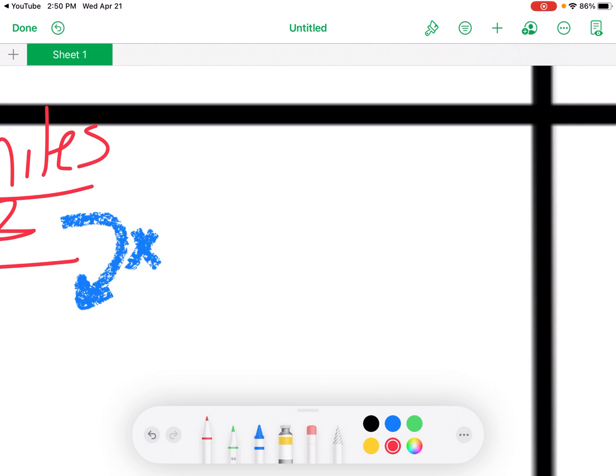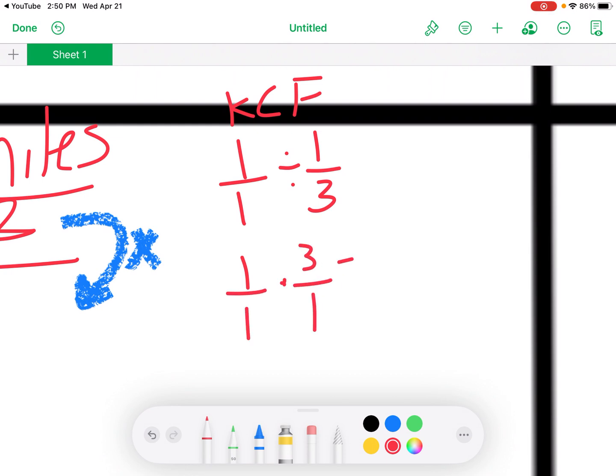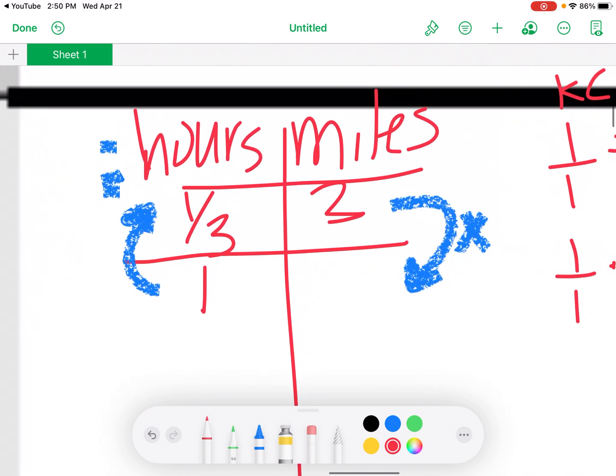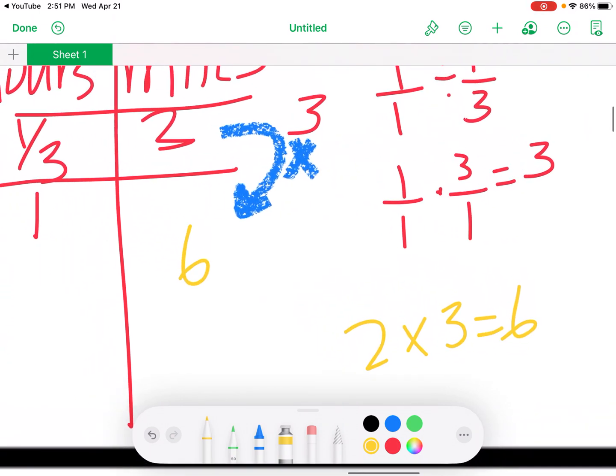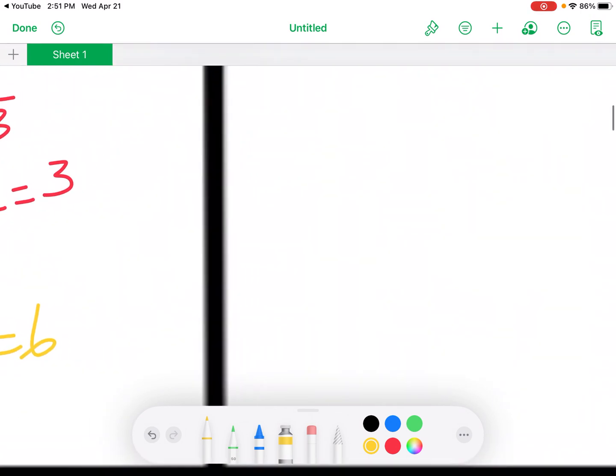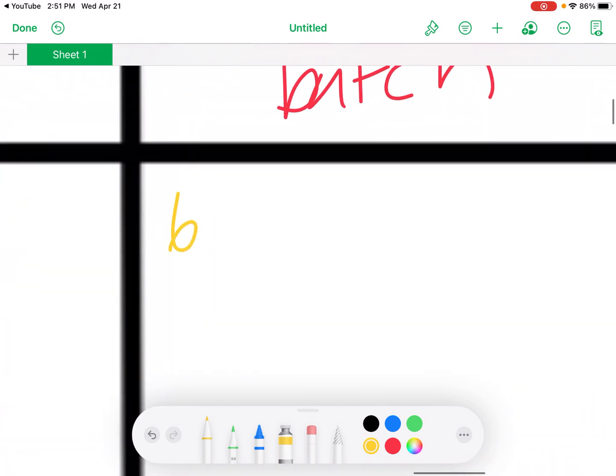So I know that I'm doing 1/1 divided by 1/3. So I'm going to keep, change, flip, 1/1 times 3/1, and I get 3. So I'm going to divide by 3, so I multiply by 3. 2 times 3 is 6. So he can run 6 miles in 1 hour.